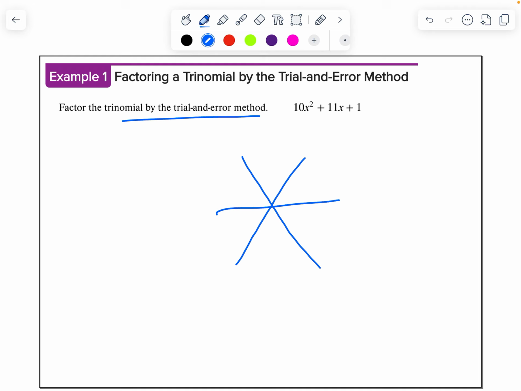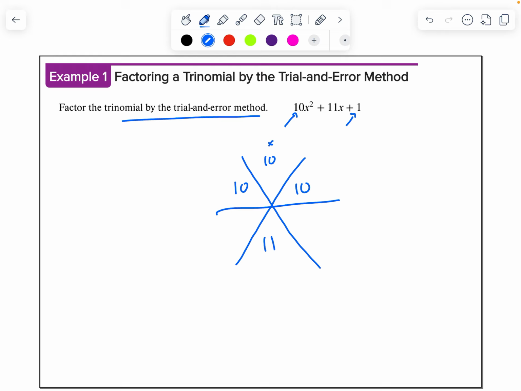Now, notice here that A is not just a 1, A is a 10. And so we know that we're going to have to simplify these fractions at the end. If A is not 1, we will have to simplify the fractions. The top, remember, is A times C. 10 times 1 is 10. And the bottom is B.